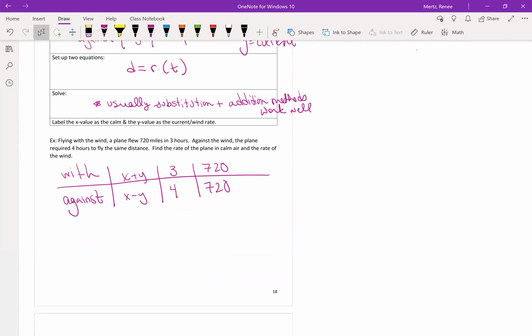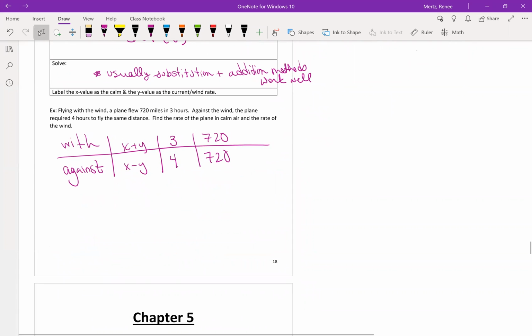So flying with the wind, a plane flew 720 miles in 3 hours. Against the wind, the plane required 4 hours for the same distance. So I made my chart. I put x plus y. With was 3 hours for 720 miles, and against x minus y, 4 hours, 720 miles. Set up our equations. It becomes 3 times x plus y equals 720. And 4 times x minus y equals 720.